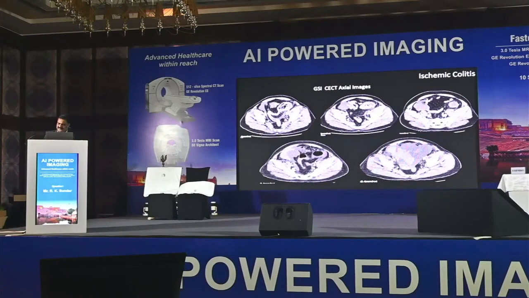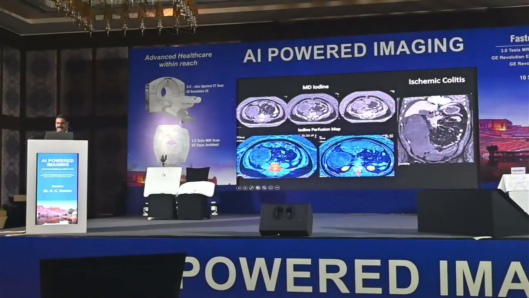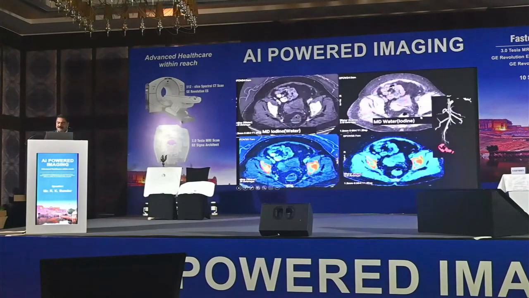Another case of ischemic colitis, the normal image looks very difficult to interpret. The moment you go for the spectral image, you can see a large volume of the bowel is unenhanced. So that is the power of spectral imaging.